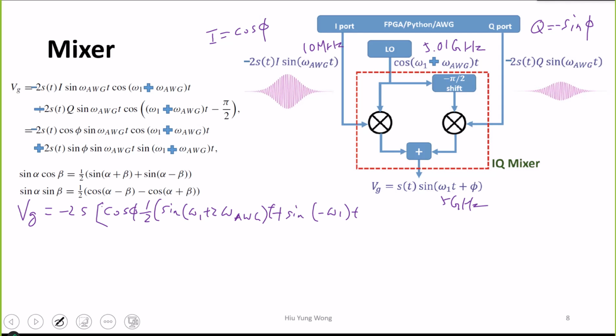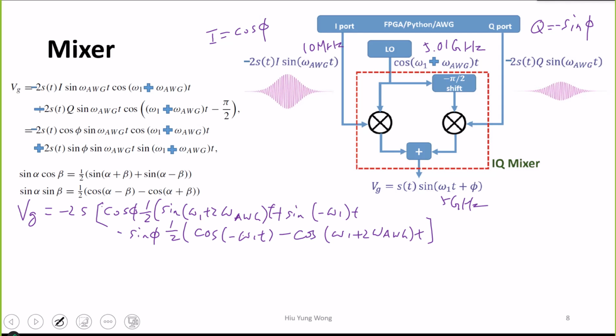Next line, I already factored out the minus 2s, so this one becomes minus again. And then I have sine phi. And then I use the second identity, which is half cosine difference. We already know what the difference is, right? The difference is negative omega_1 t. And then minus cosine sum. And we already know the sum is omega_1 plus 2 omega_AWG t. Is that okay?